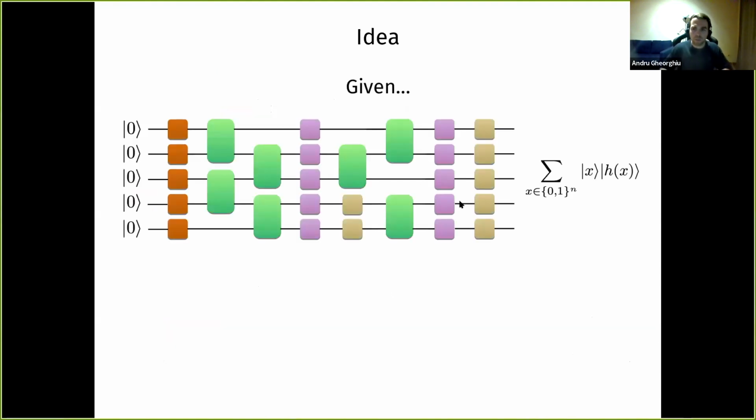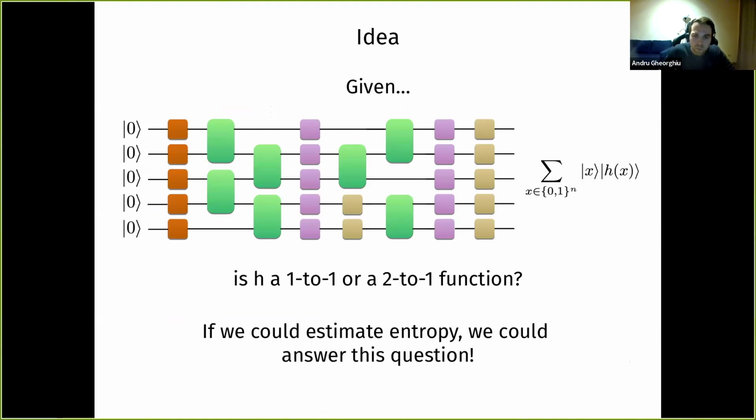So let me just make this idea a bit more concrete. Now we're considering this related problem where I give you as input a circuit and I promise you that the circuit is creating such a state. And the problem here is to determine whether this function h is a 1-to-1 function or a 2-to-1 function, promised that it's only one of these two functions.